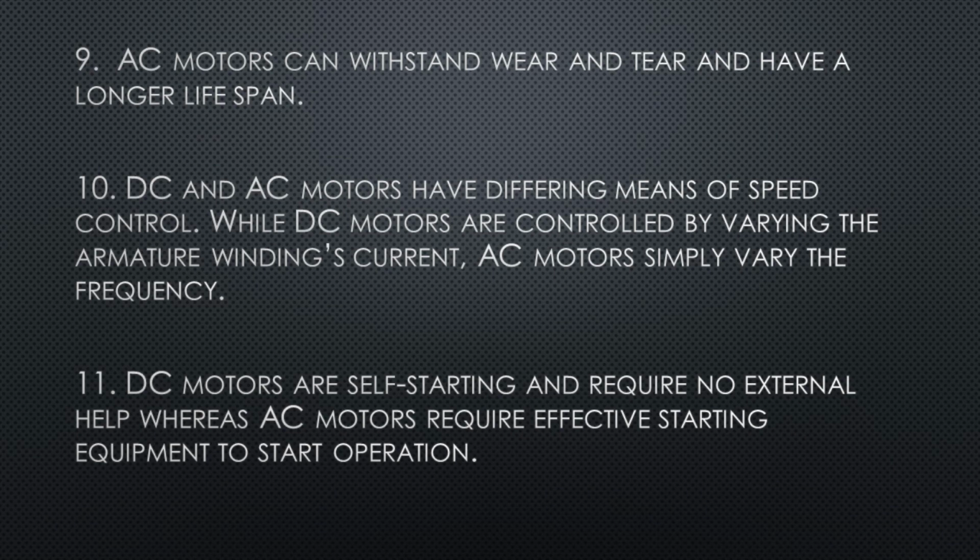The next point is, DC and AC motors have differing means of speed control. DC motors are controlled by varying the armature winding current. AC motors simply vary the frequency. The last point is, DC motors are self-starting and require no external help, whereas AC motors require effective starting equipment to start operation.